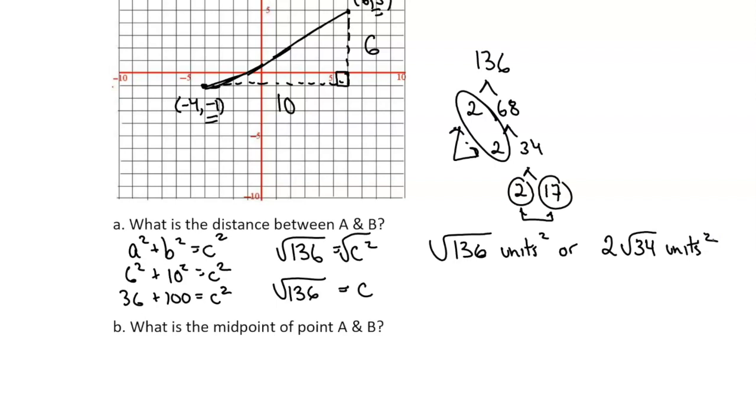Now, for part B, it's asking what's the midpoint for A and B? Here we had point A and here we have point B. We could do the same sort of thing and take a look at this 10. That's our horizontal distance over. If you split that in half, you would be going over 5. And the vertical distance is 6, so you could split that in half and go up 3.